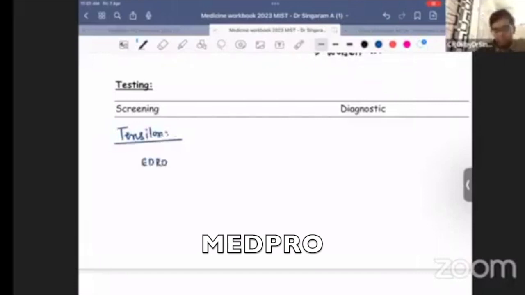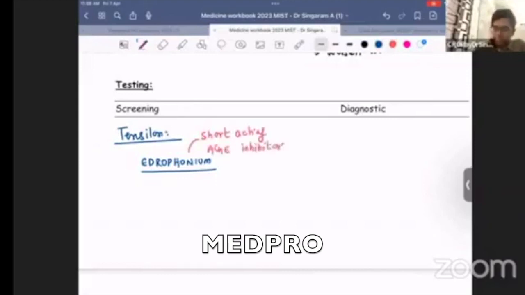Any idea? The name of this test is a very famous term called tensilon testing, where we administer something called edrophonium. Can anybody comment on what this edrophonium is? Very good, Dr. Anu. Correct. Yes, tensilon test or edrophonium test. What is edrophonium? Edrophonium is a short-acting acetylcholinesterase inhibitor. Please note that.